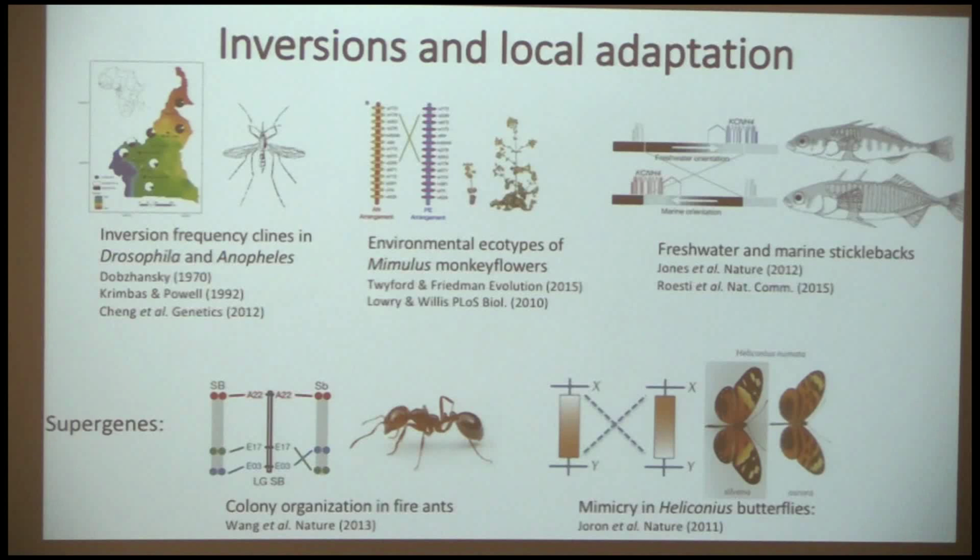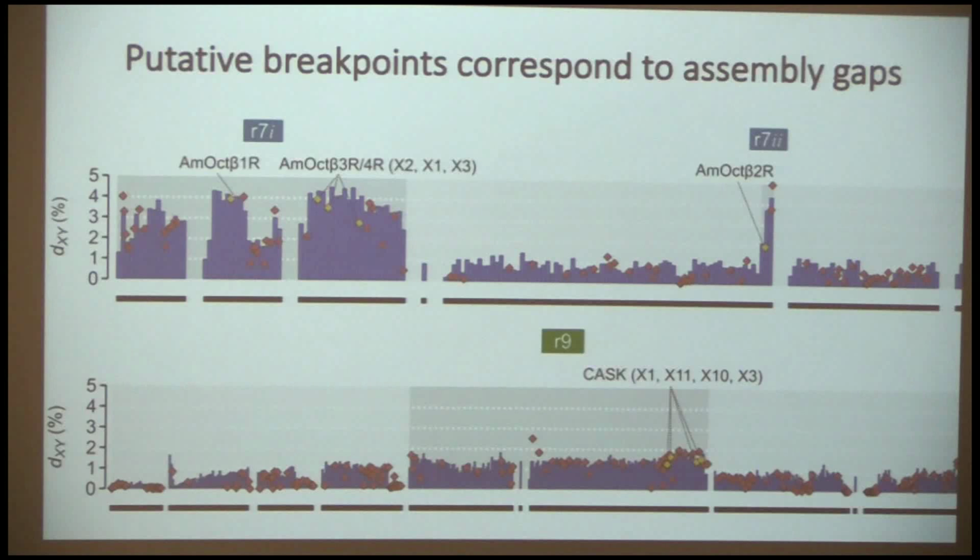So I said that we didn't really know their inversions yet, and we still haven't really managed to identify the breakpoints that we see. So what I'm showing here is the divergence that we see between the two different haplotypes on chromosome 7 and chromosome 9 in the region where we think we have these inversions.